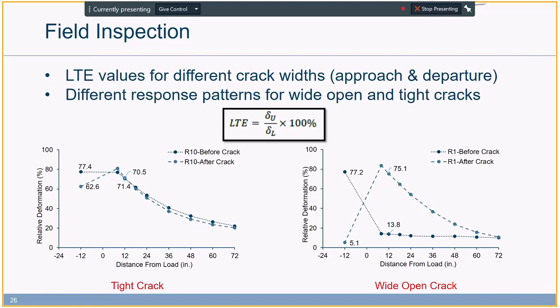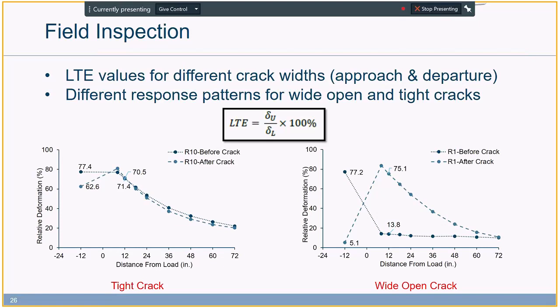So when I was analyzing the LTE data, I could see two different trends depending on the type of crack and the crack width that we were working with. For the tight cracks, as we can see on the left side, for both the approach and the departure traffic, LTE testing done before and after the crack, we were seeing very comparable trends, very comparable performance. Numbers were the same, and the deformation patterns were similar too.